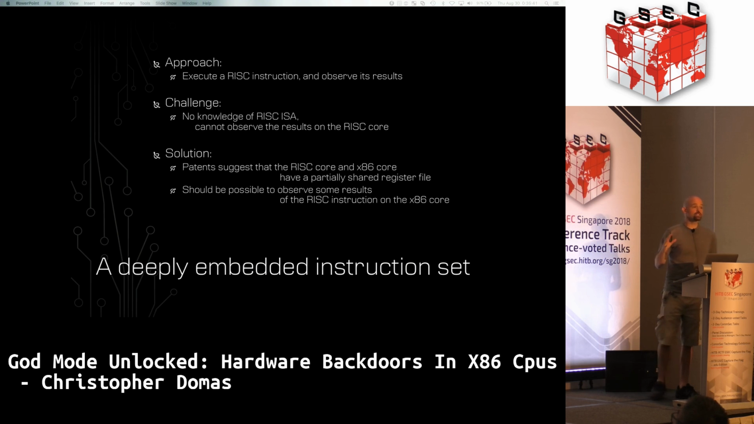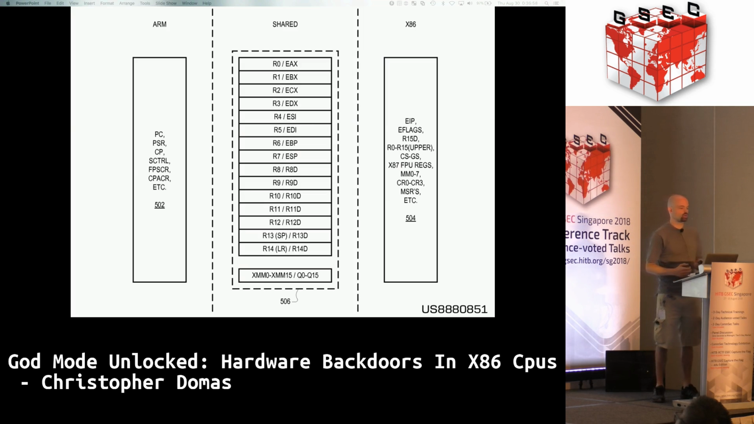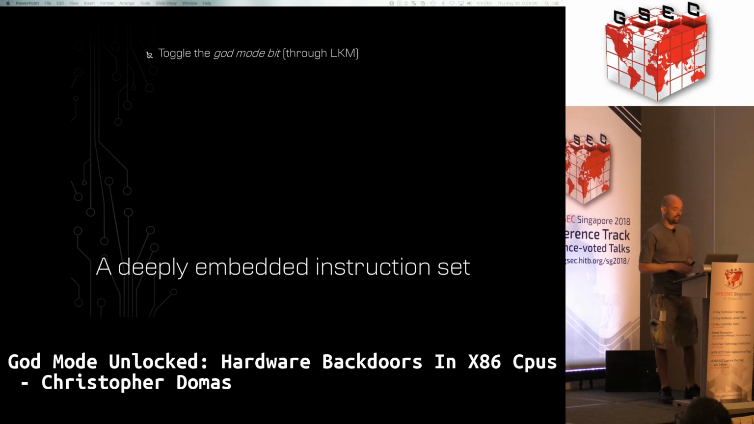But fortunately, some of the patents give some insight into this. The patents actually hint at the idea that the RISC core and the x86 core have a partially shared register file. So I might not be able to observe all of the results of my RISC instructions, but I should be able to observe some of the results from the x86 core. The patents, as an example, illustrate an x86 core and an ARM core with a partially shared register file. So that helps. That means that we should be able to reverse engineer at least some of this instruction set.